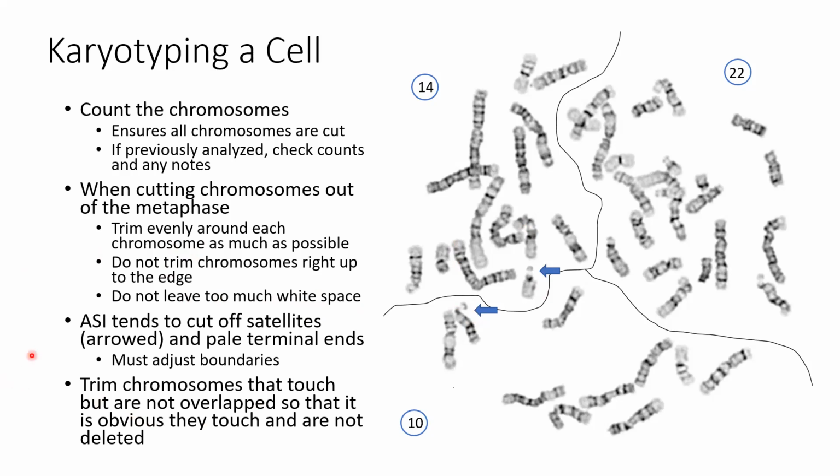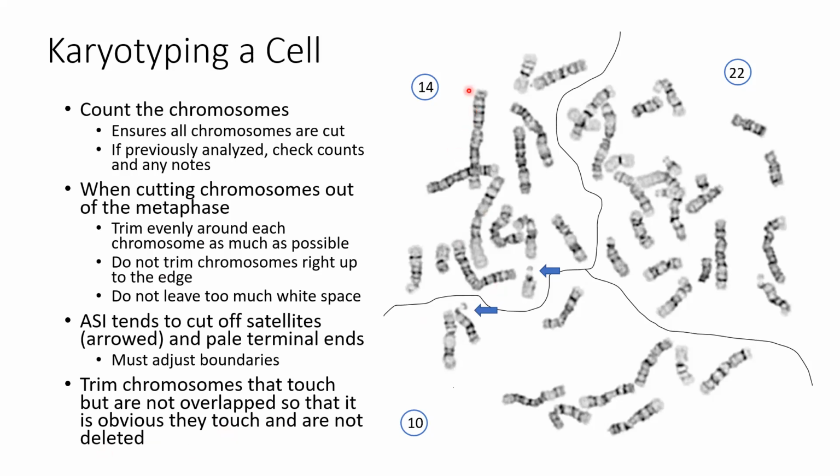ASI, which is our karyotyping system, tends to cut off satellites, which I've arrowed here. These would have been cut off, so it would have only picked up this chromosome. You have to go back and include those satellites. It also sometimes cuts off pale terminal ends. The other thing I've seen it do is separate chromosome 1 into 2 because it thinks that's a gap and that's a different chromosome.